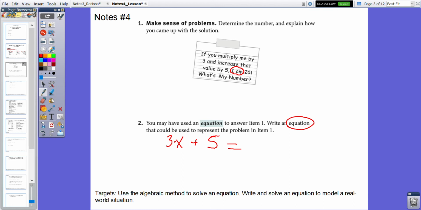I am 20. So on the right side, we write 20. Okay? What's my number? Well, in order to figure that out, we would have to solve the equation. Okay? And we'll get to that eventually. Hopefully, when we solve this, it comes up with the number that you came up with for number 1.